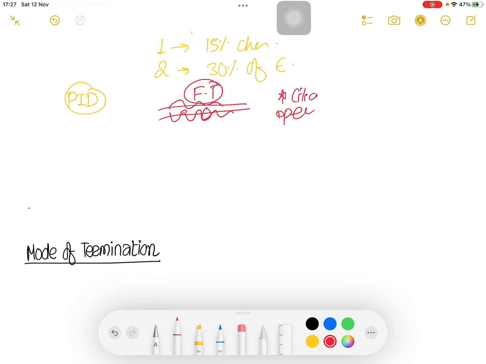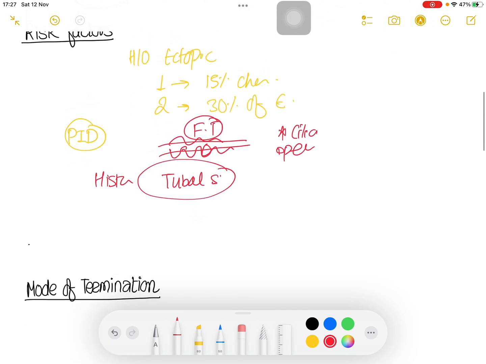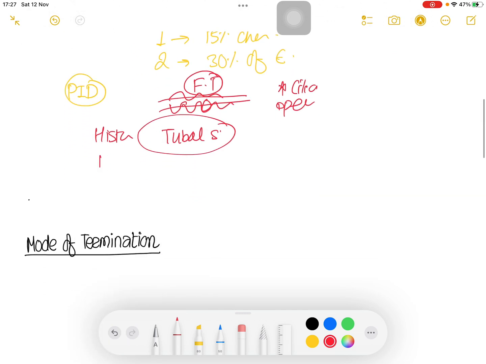Others are history of tubal surgery, which can disrupt the normal anatomy of the fallopian tube and also disrupt the cilia and the peristalsis movement of the fallopian tube. So there is an increased chance of ectopic pregnancy. A history of any abdominal surgery can also cause disturbance, like adhesion of the fallopian tube and other things.